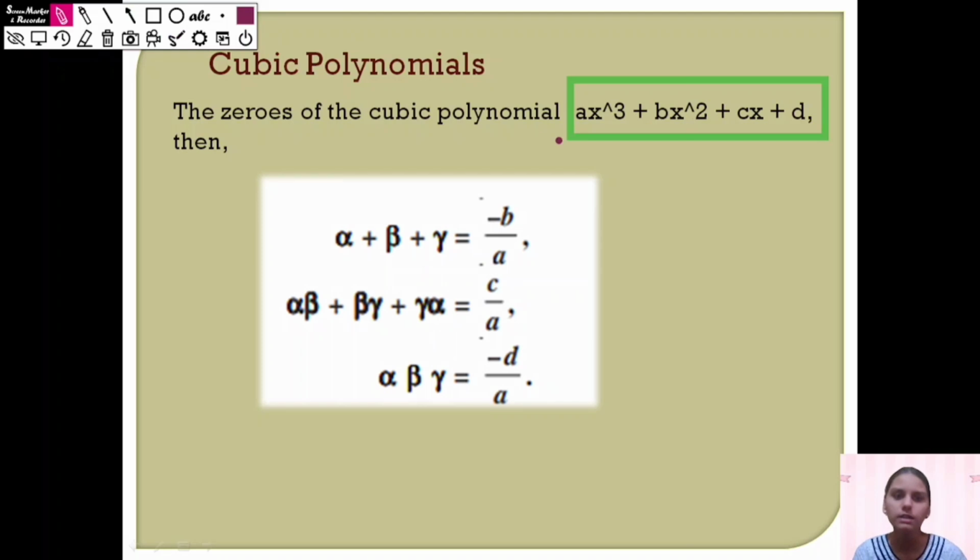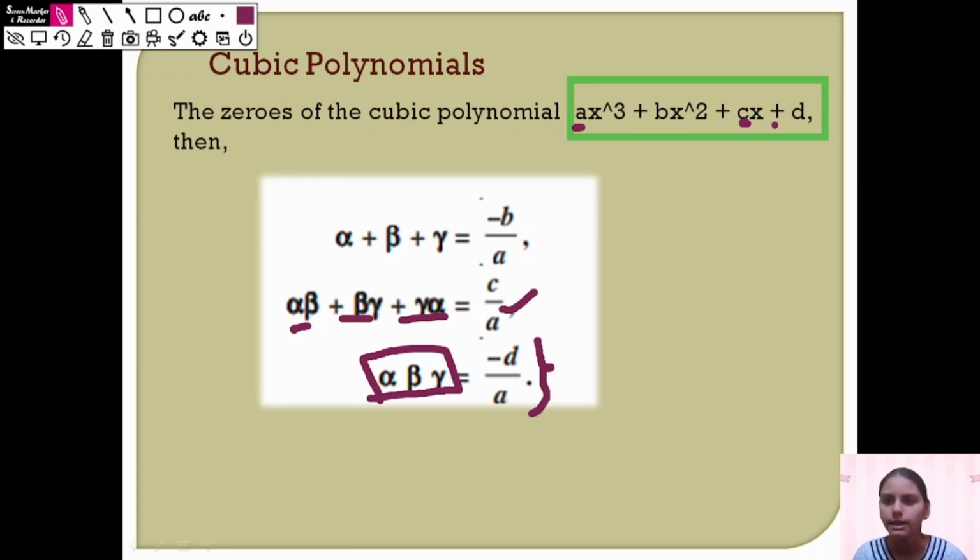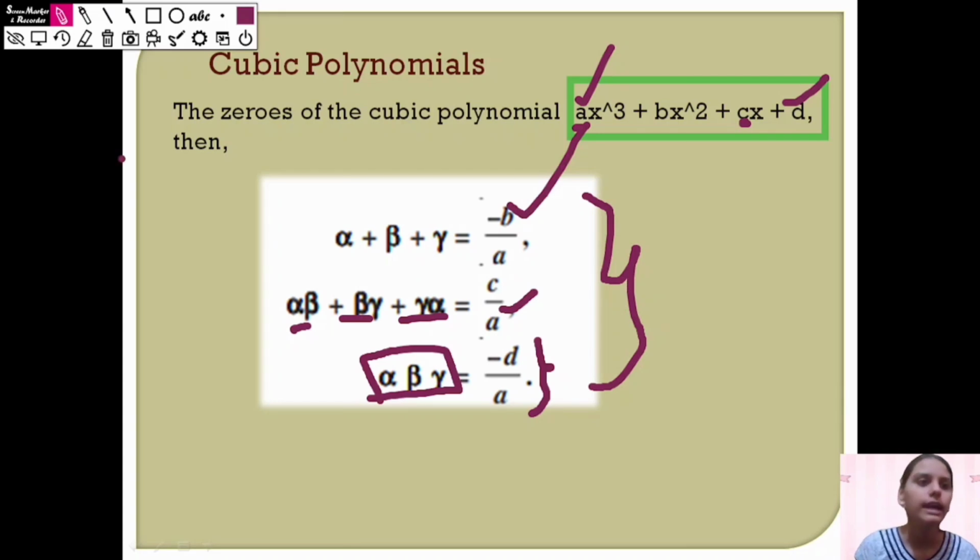Okay, see, alpha into beta, beta into gamma. So this is what you should remember. C by a means c is the coefficient of x, a is the coefficient of x cube, right? And if you see the product of the zeros, then it is equal to minus d by a, meaning constant term divided by coefficient of x cube. So these are the things you should remember. This may be asked in your MCQs. Mostly they'll be asked in your MCQs.